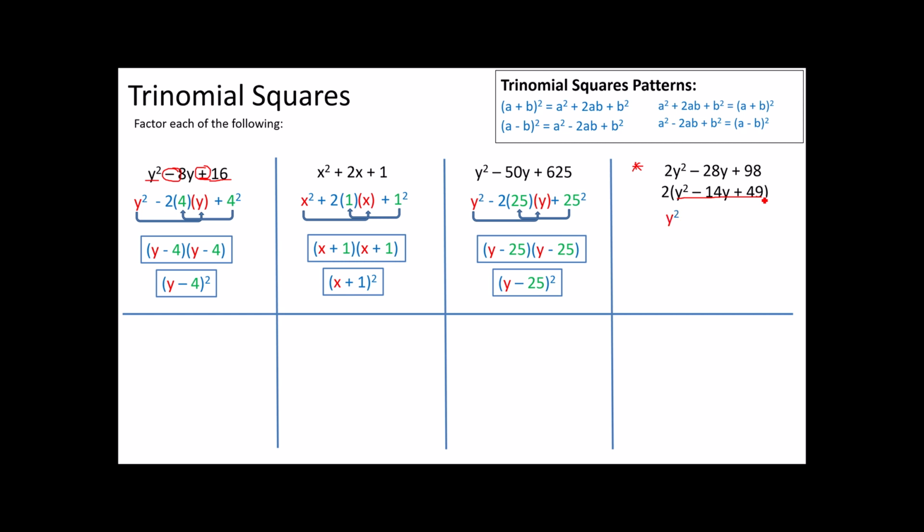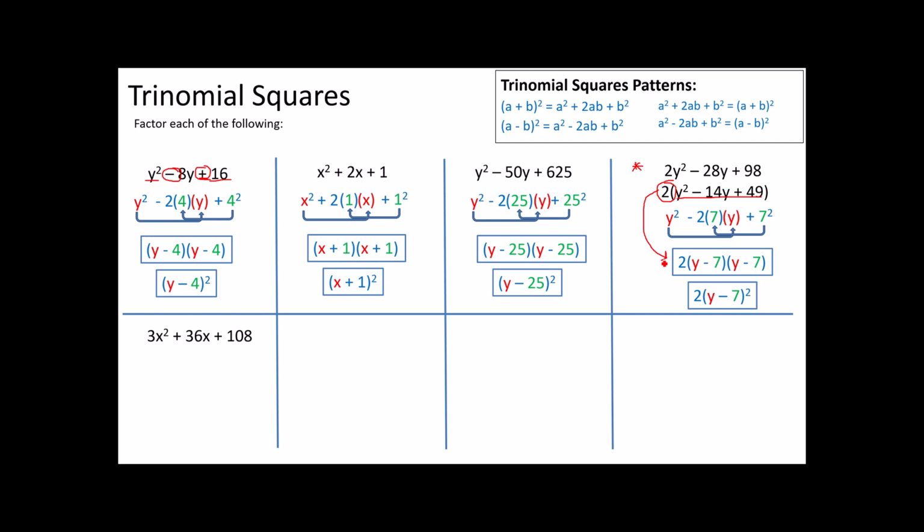Y squared is a perfect square. 49 is a perfect square. The question is the middle: 2 times 7 times y? And it is. Notice this is y minus 7 times itself, and then don't forget to bring that 2 down. That is part of your answer. Some people prefer to write it this way.